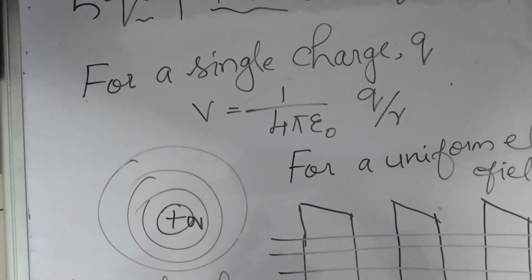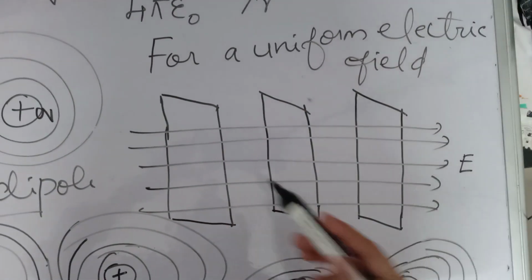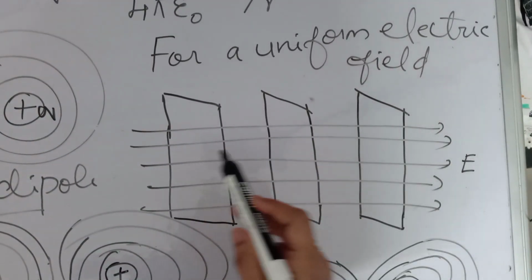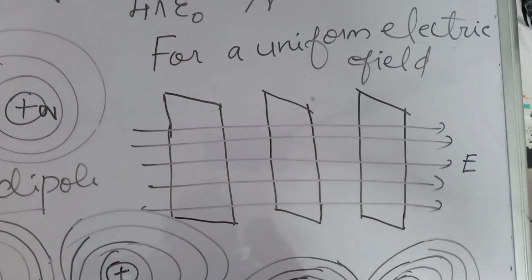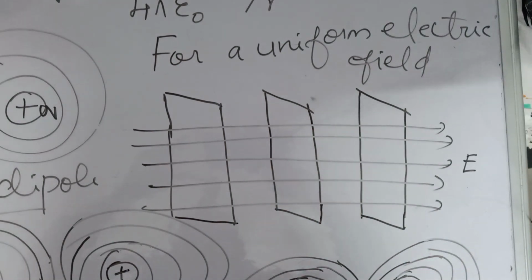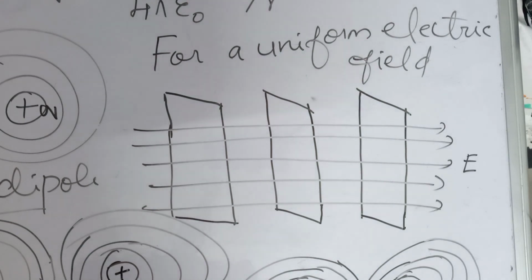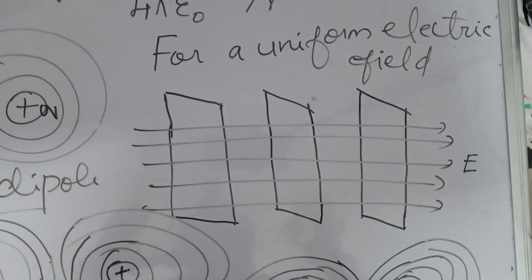And in the case of a uniform electric field, we are taking it like this. Here we can see the uniform electric field. This will be the case of an equipotential surface. And for a dipole, these diagrams are there in your textbook, page number 54. Then you can easily understand the difference between these. So just understand the diagram.